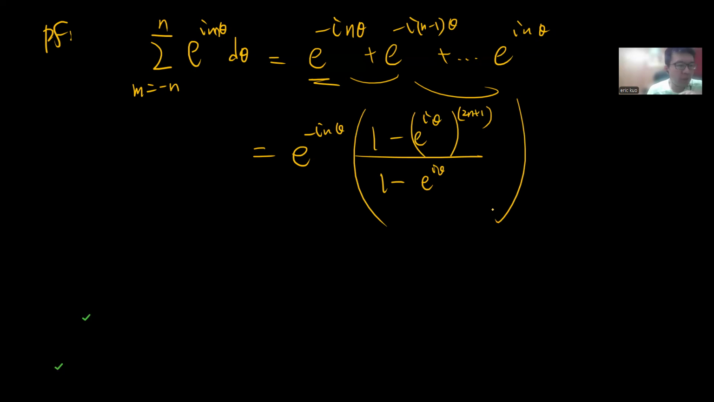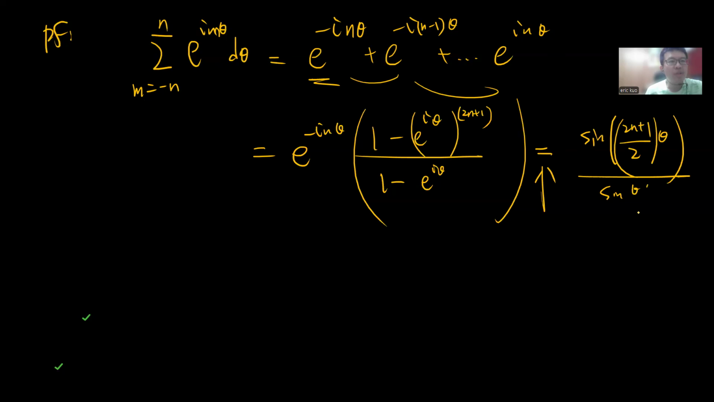And after you do some manipulation, which is just cumbersome calculation, let me just write down the result. It will be sine of one half of (2n plus 1) theta, divided by sine of theta divided by 2. So this guy is called the Dirichlet kernel. And so this is the result.